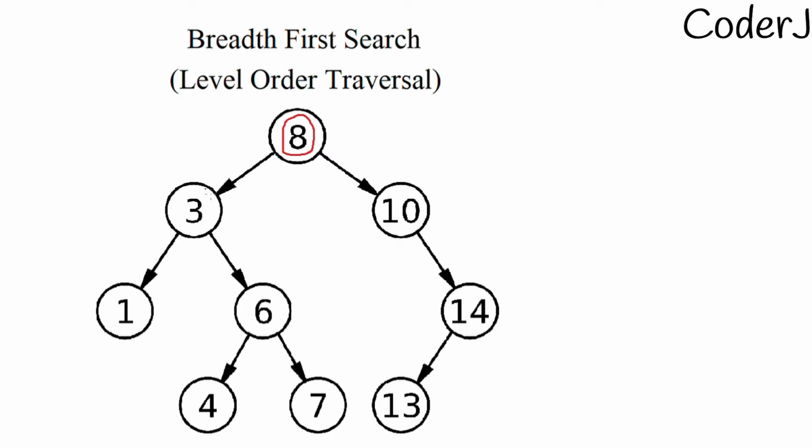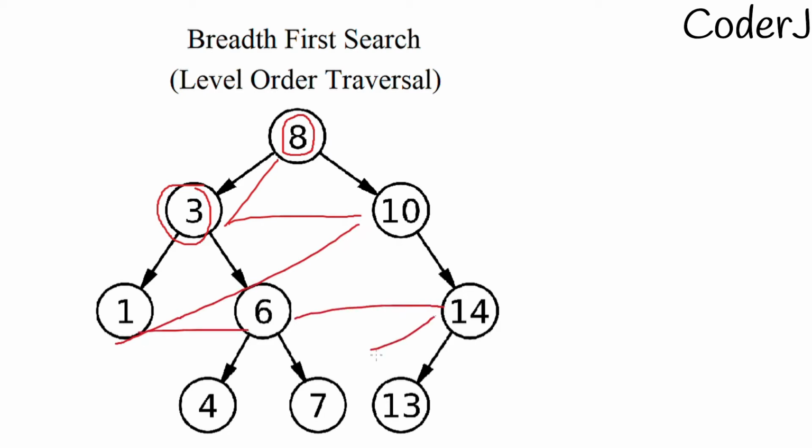After that, DFS will print 3 and then it will print 1, right? But BFS will first print the complete nodes of that particular level. So first it prints 8, and then it prints 3, and then 10, right? After that it will go to 1, then 6, then 14, then 4, then 7, and then 13. So this is the output of a BFS: 8, 3, 10, 1, 6, 14, 4, 7, 13.